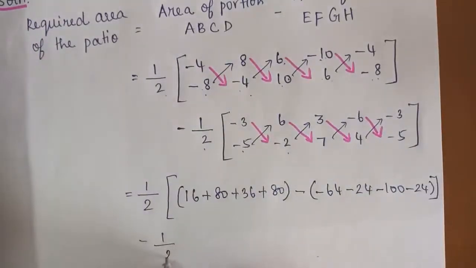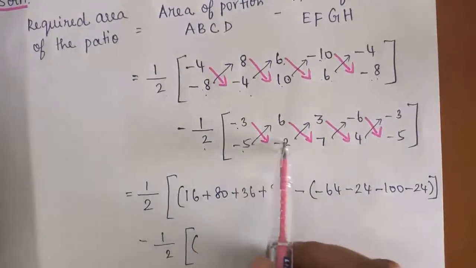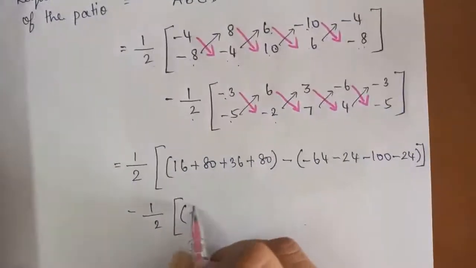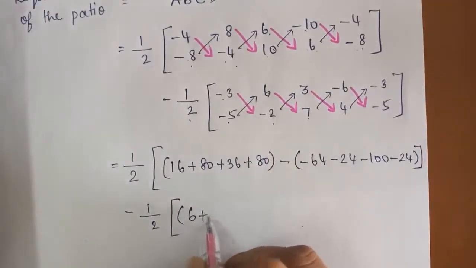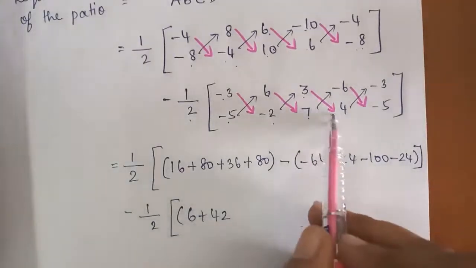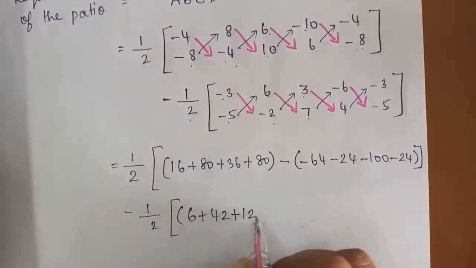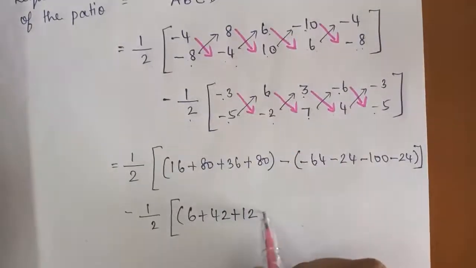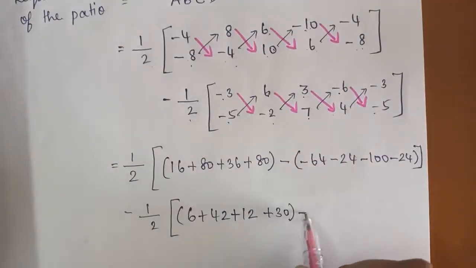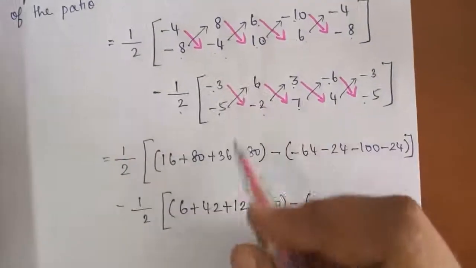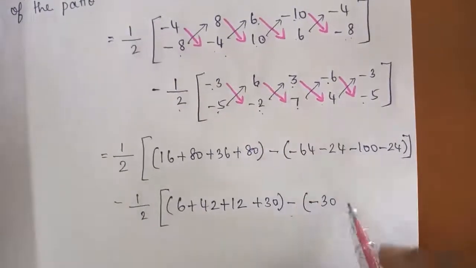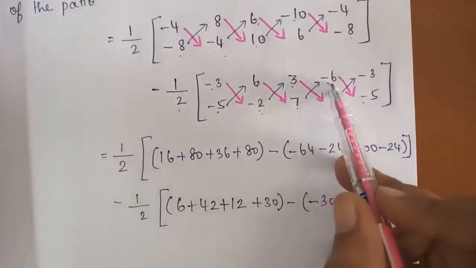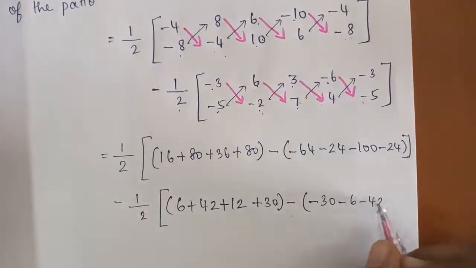Minus 1 by 2 into minus 3 into minus 2 is 6. Minus into minus is plus, 3 2s are 6. 6 7s are 42, so plus 42. 3 into 4 is 12, plus 12. Minus into minus is plus, 6 5s are 30. Minus 5 into 6 is minus 30. Minus 2 into 3 is minus 6. 7 into minus 6 is minus 42. 4 into minus 3 is minus 12.